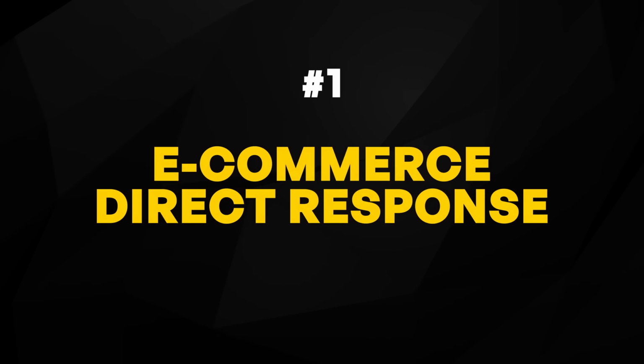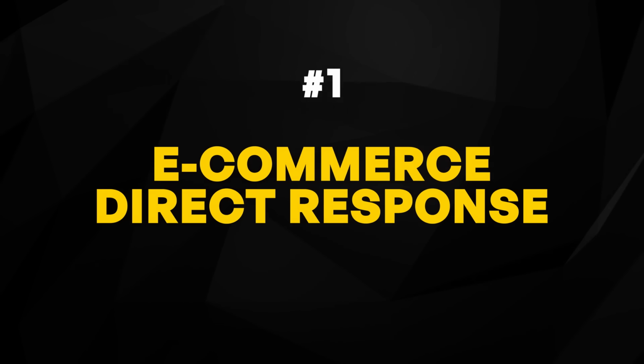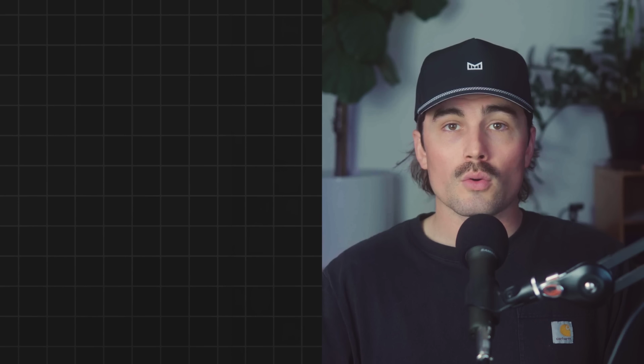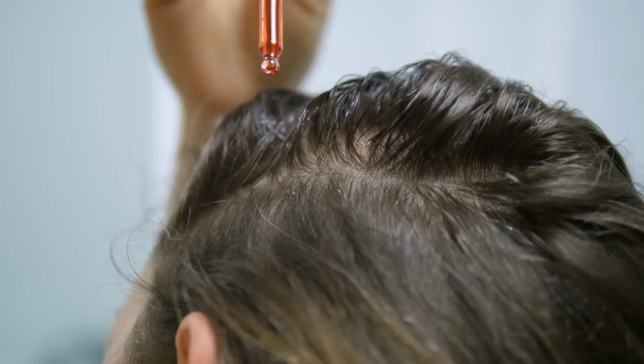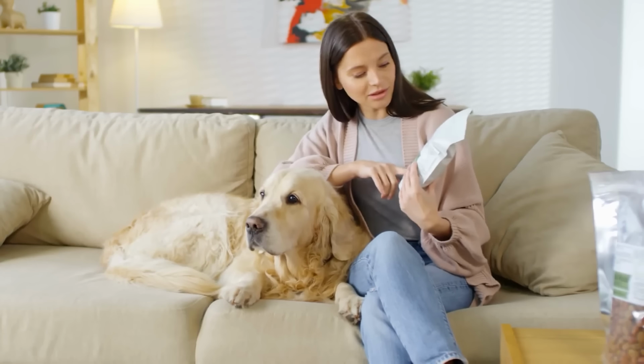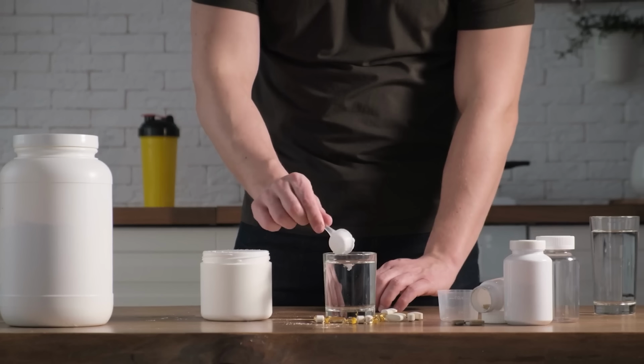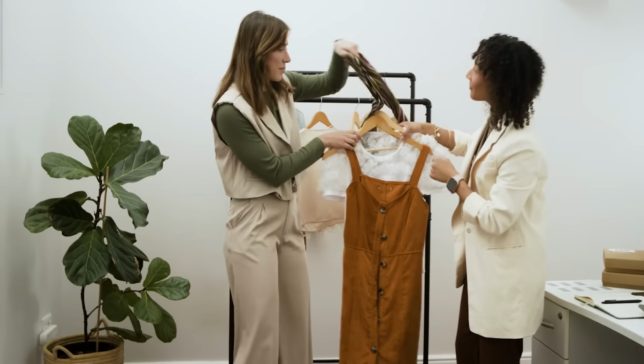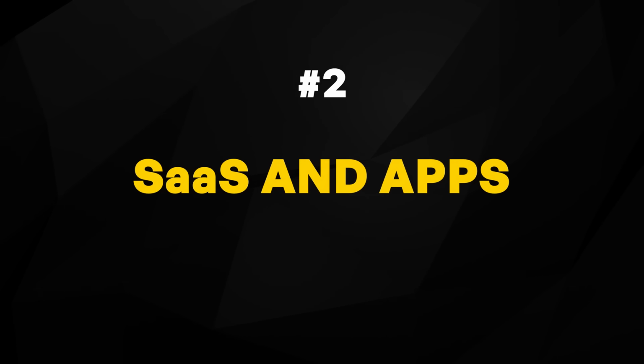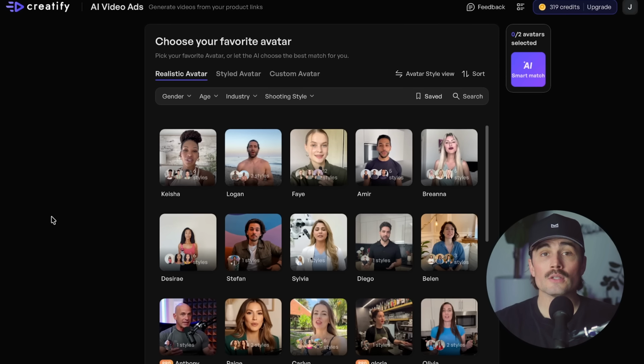Number 1, e-commerce direct response. Top performing Shopify categories include skincare, hair, gadgets, home goods, pet products, supplements, but be careful with claims. Apparel and accessories. Number 2, SaaS and apps. AI influencers equal your perfect guide role. You can ship weekly new creative without booking shoots.